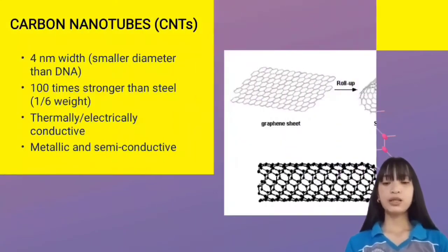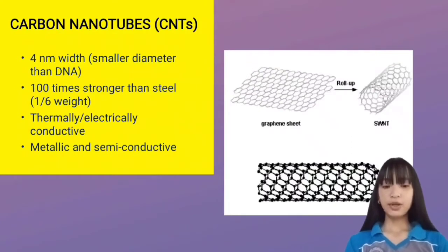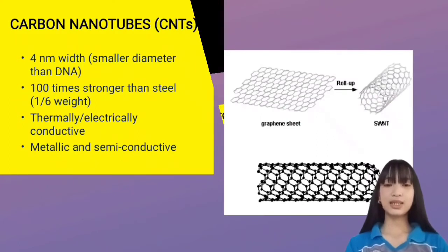Next is carbon nanotubes. It is an example of application and uses of nanotechnology, where it has 4 nanometer, smaller diameter than DNA, 100 times stronger than steel, 1/6 weight. It is thermally and electrically conductive, and metallic and semiconductive.